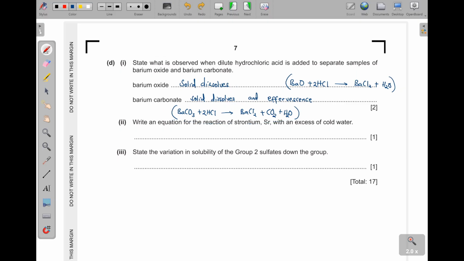All right, next, write an equation for the reaction of strontium with excess of cold water. So strontium here plus water, we get a hydroxide. Strontium is from group 2, and then plus hydrogen. To balance this one, hydrogen is 2, and then the 2, that one becomes a 4. So I'll put a 2 here to get the 4. And then oxygen, that is a 2, and already here is a 2.